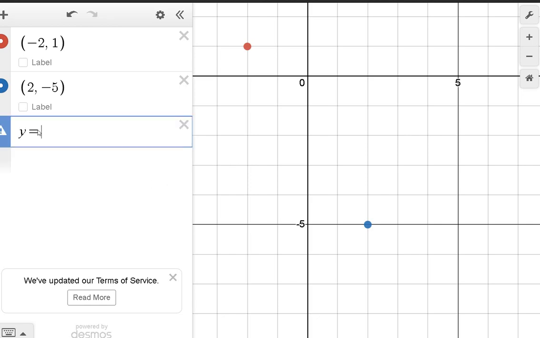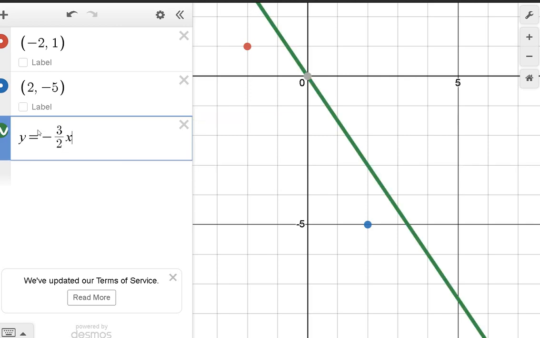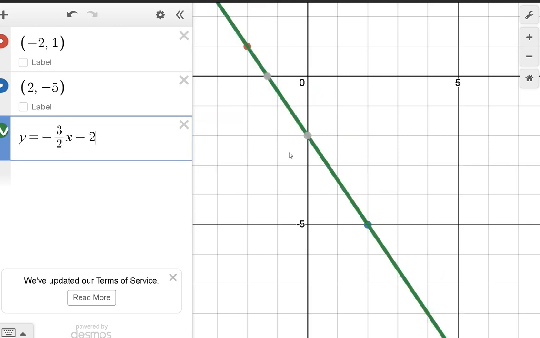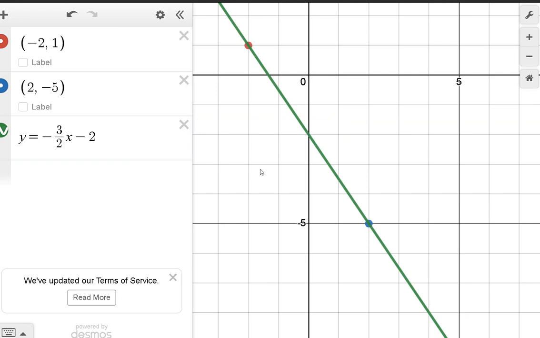Y equals negative 3 divided by 2 times x minus 2, and bam. Nailed it. Goes through both points. So, cool. I appreciate the question. Thank you.